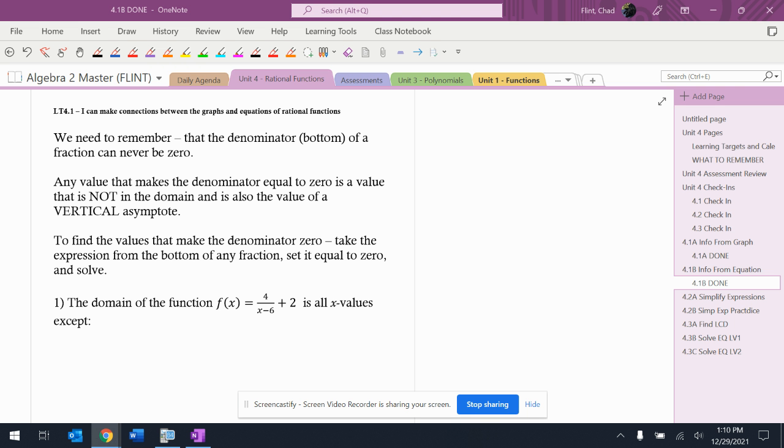All right, so the denominator is not supposed to be zero. Any value that makes the denominator equal to zero is a value that is not in the domain and a vertical asymptote. All right, which we've already kind of talked about in the last section. If you did those problems, we didn't make the direct correlation, but if there was an asymptote, then it wasn't in the domain. We talked about that. All right, so that's where these come from.